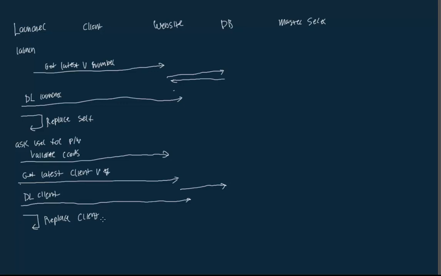Now, this is where things get a little tricky. So far this is pretty straightforward, I suppose. It asks the website for the latest launcher version. It downloads the launcher. If there's a difference, it replaces itself. It asks the user for username and password. It validates credentials. It gets the latest client version number. It downloads the client, replaces the client. Pretty straightforward as far as the launcher goes. This is where things get a little crazy.